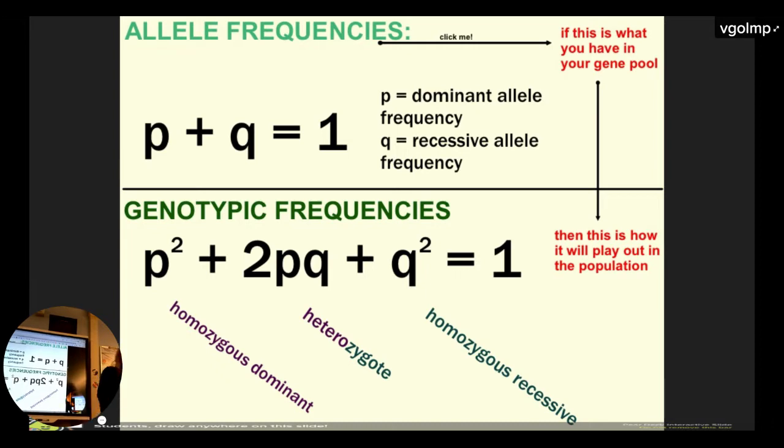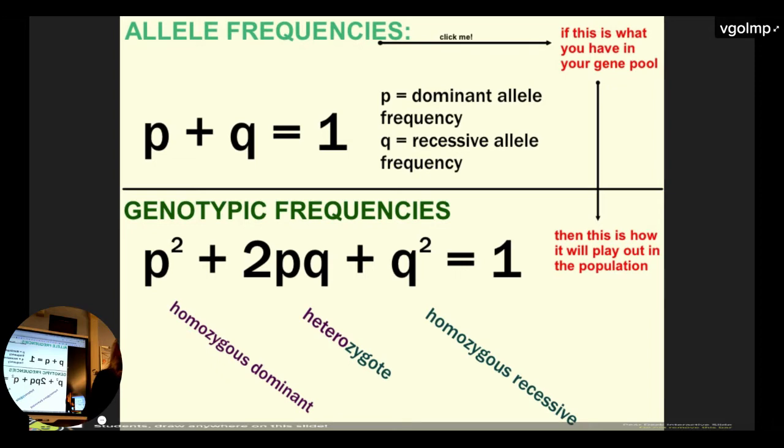So what's 0.3 times 0.7? 0.21 times 2, because it's 2PQ, right? So that's 42, right? So that means 0.42. 0.42 is going to be the percentage of heterozygotes, which in a population of 1,000 would be what? 420, right? Okay, Q squared.